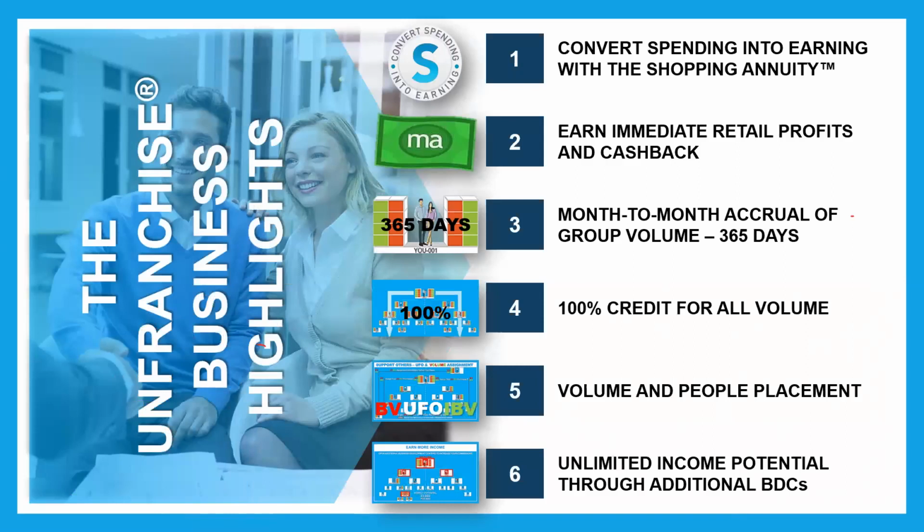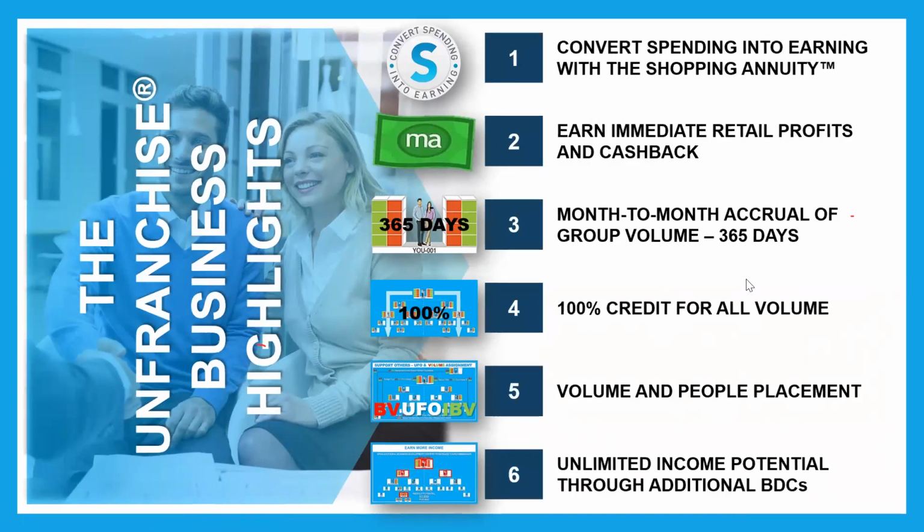And number 4 is 100% credit for all volume, meaning that it's not like a lot of multi-level marketing where it's only a certain percentage. It's 100%. And then number 5 is volume and people placement. Those that come later can benefit from our senior business partners and your sponsor, who will be able to place people below us in order for us to all get 100% credit too. And then number 6 is unlimited income potential through additional BDCs.